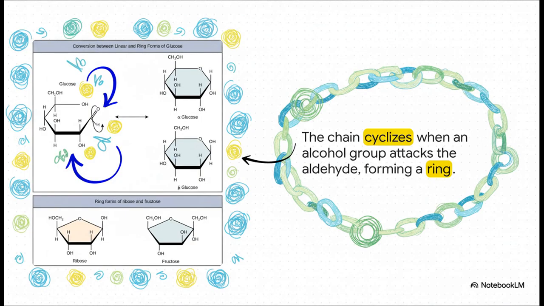So how does this transformation actually happen? Well, the molecule literally bites its own tail. You can see it here. An alcohol group from way down the chain is attracted to the aldehyde group at the very top. It reaches around, forms a new bond, and snap! The chain closes up into a stable ring.